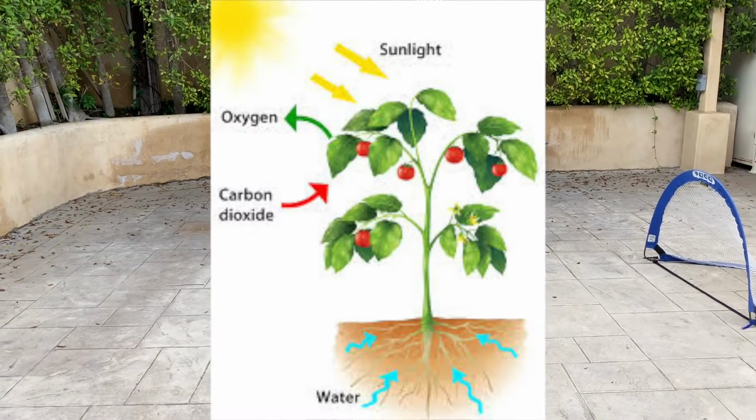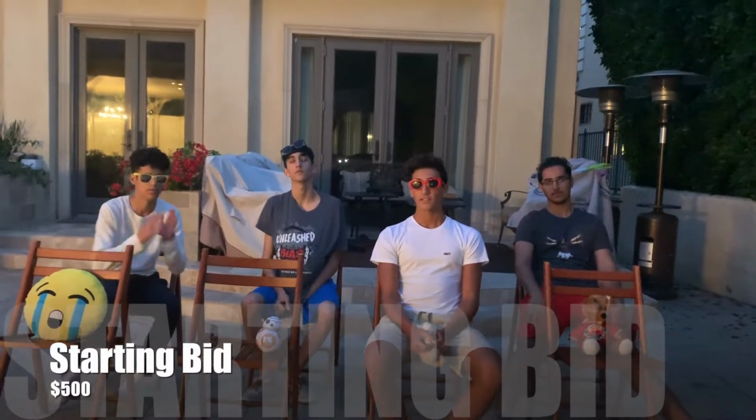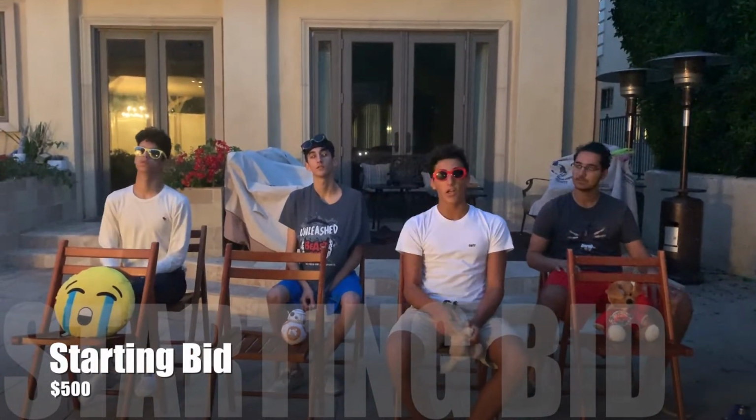Next up is chloroplast. Chloroplast contains the green pigment chlorophyll. This is important in the process of photosynthesis. Next up is the chloroplast. Starting bid, $500. $537. $550. $600. $600 going once, going twice. Sold for $600.